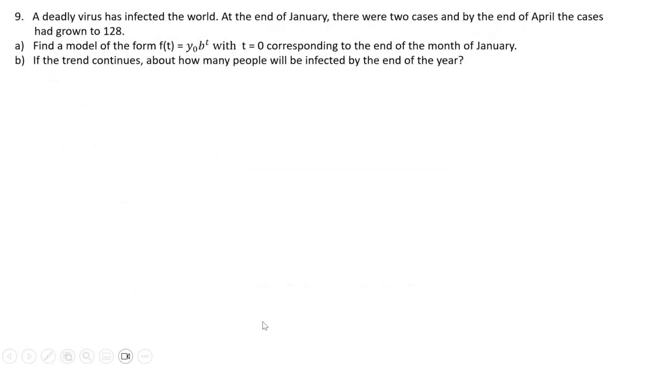Now, number 9. A deadly virus has infected the world. At the end of January, there were 2 cases, and by the end of April, the cases had grown to 128. A part, find the model of the form f of t equals y naught b to the t power, with t equals 0 corresponding to the end of the month of January. B part, if the trend continues, about how many people will be infected by the end of the year?